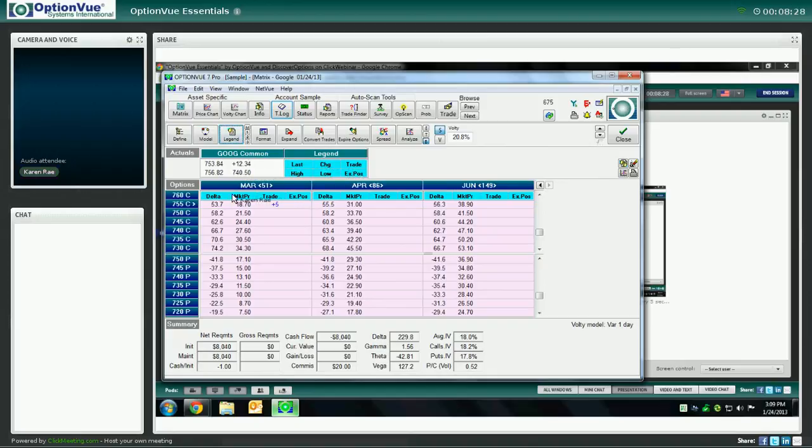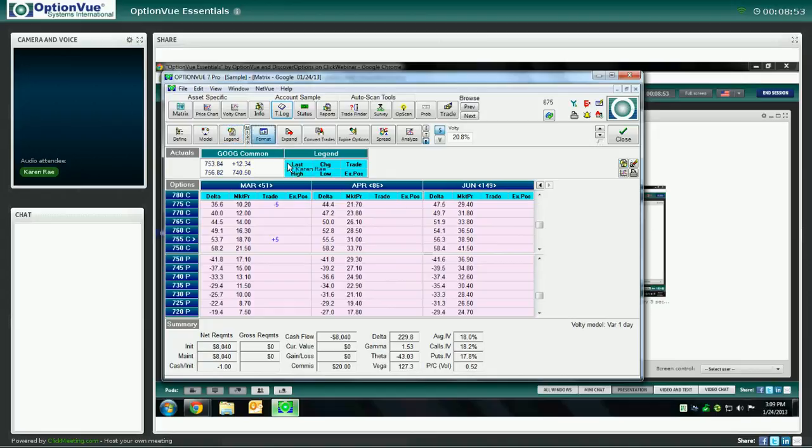Same thing here with this legend. This legend here works for the options. So I've got the legend toggle on and off again. Just click it again to get rid of it. We'll overlay the words delta, market price, trade, and existing position. So you can format anything you want to show as a legend.